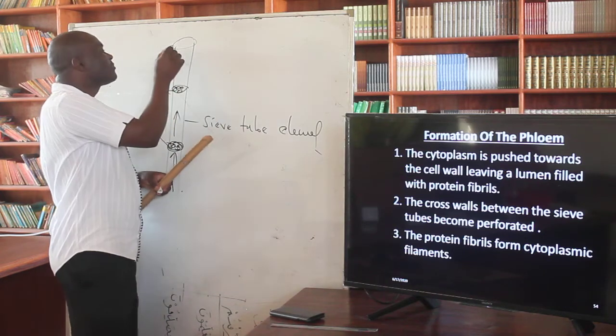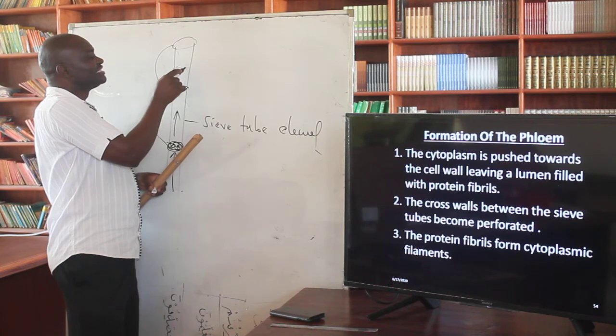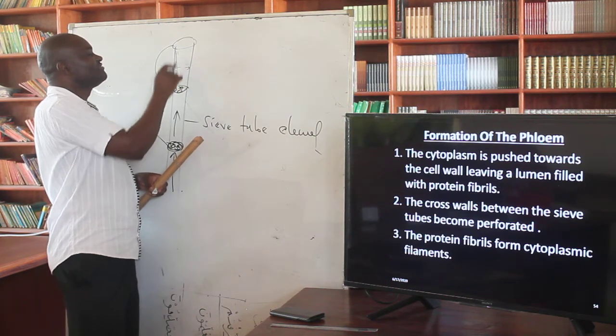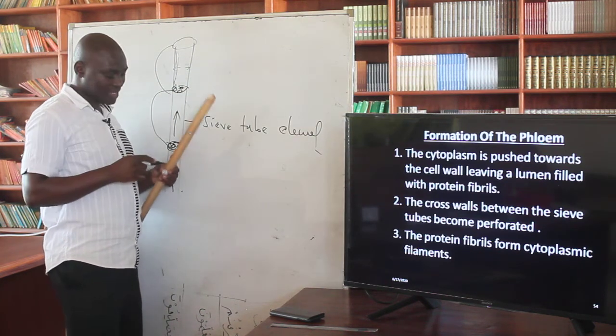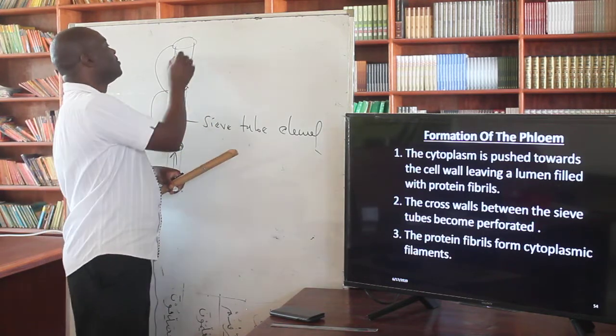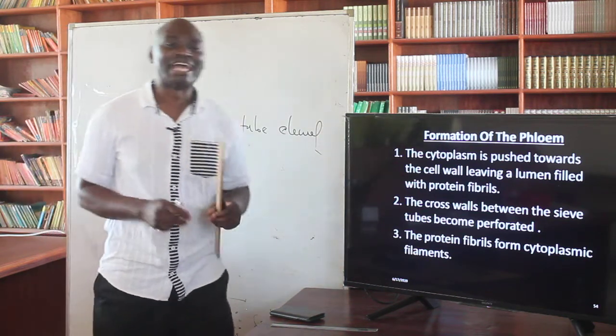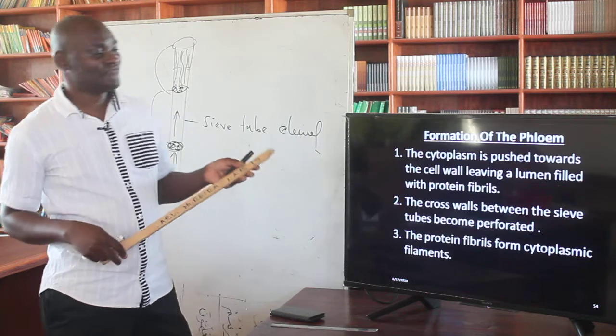So all the cytoplasm here is pushed towards the cell wall. Everything is pushed towards the cell wall. And that will leave a hollow. But that hollow will have threads, which are called cytoplasmic filaments.